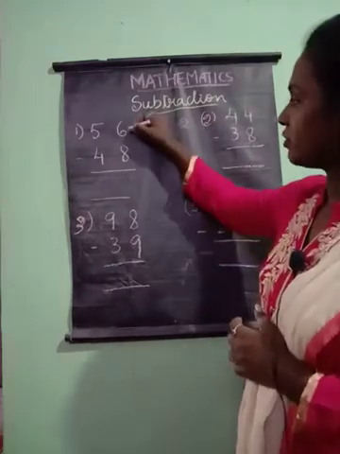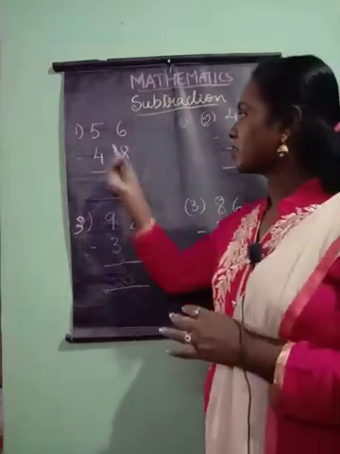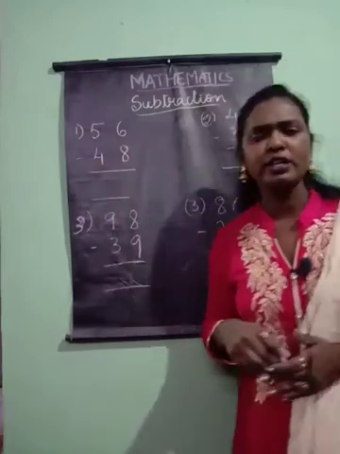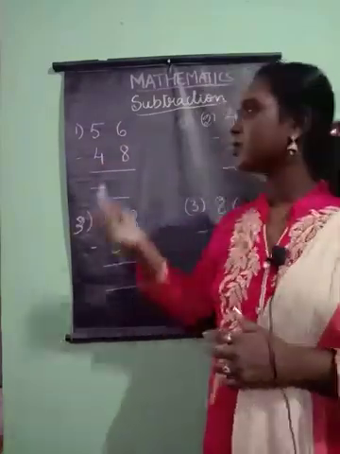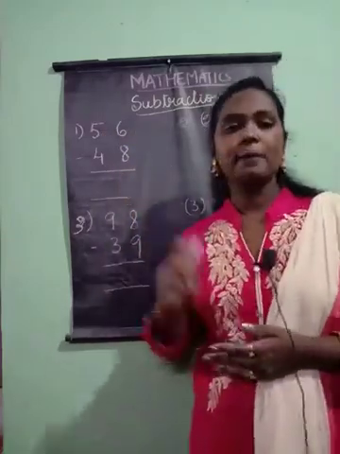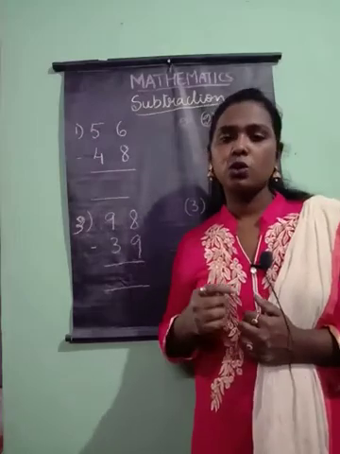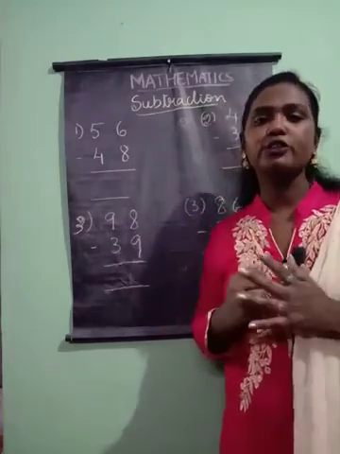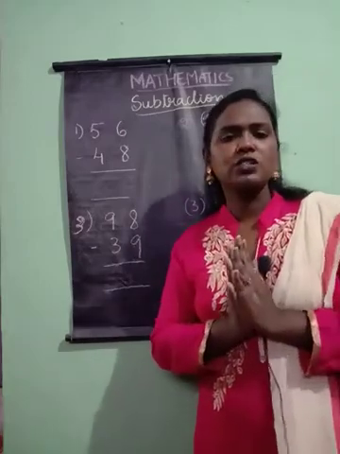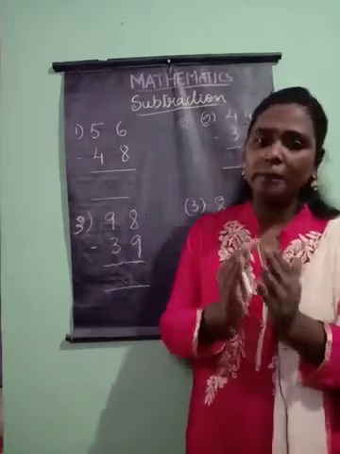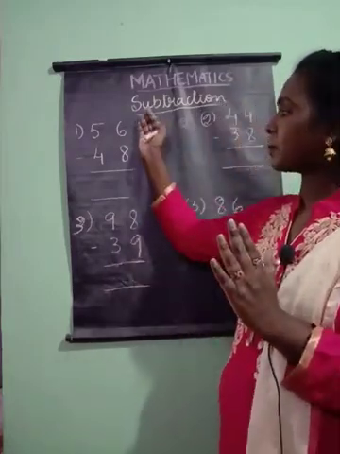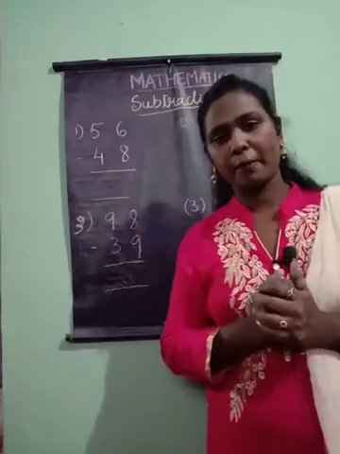So let us do the first problem. First they have given 56 minus 48. Here, which is the largest number? 56 is the largest number, of course, and 48 is the smaller number compared to 56. So always we need to subtract the smaller number from the greater number. It is not possible to subtract a higher number from a lower number.